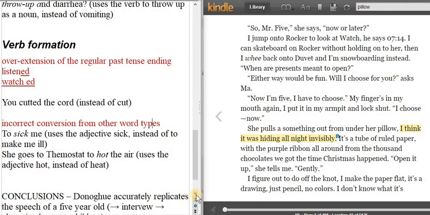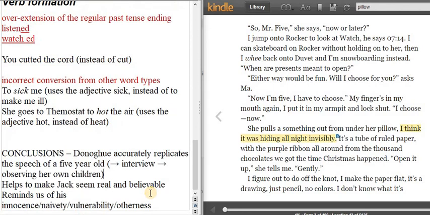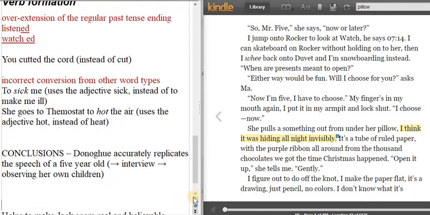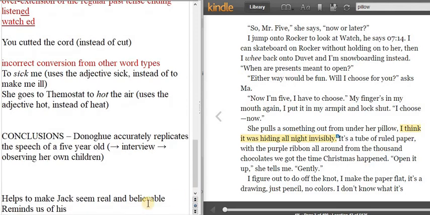We can relate that to context by noting that in the interview that we've heard earlier, she noted the way that her own kids speak and tried to draw on that research in her own book. We want to dig a little bit deeper on that in terms of effect. I think it helps to make Jack seem real and believable. It adds to his authenticity as a character.